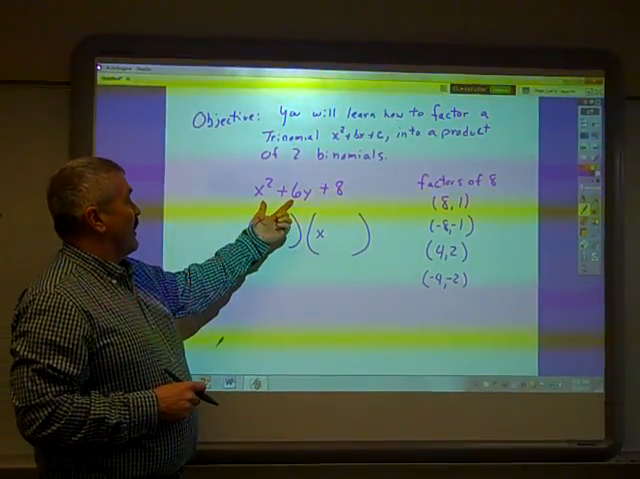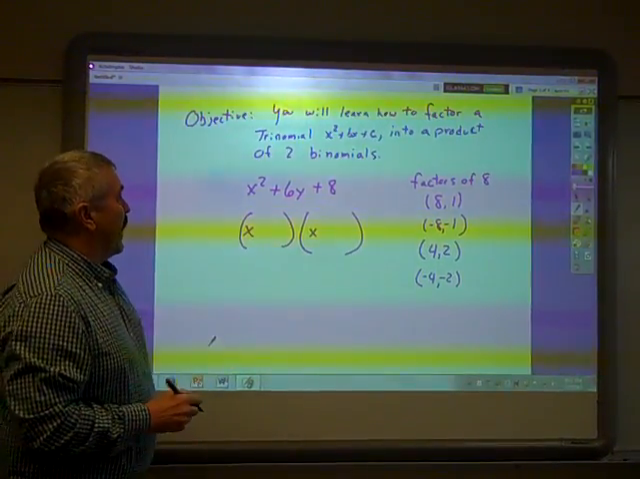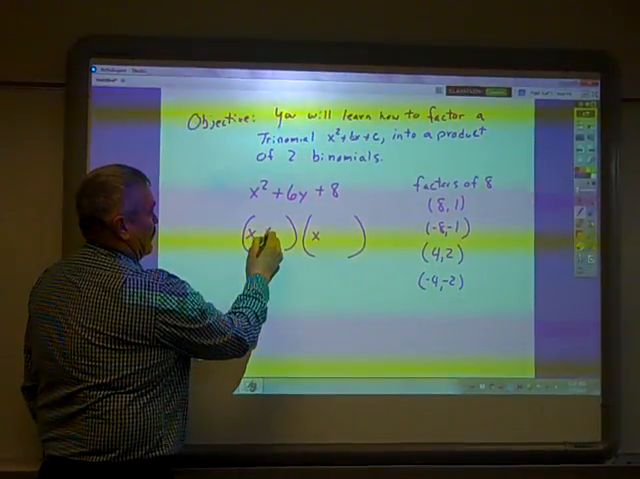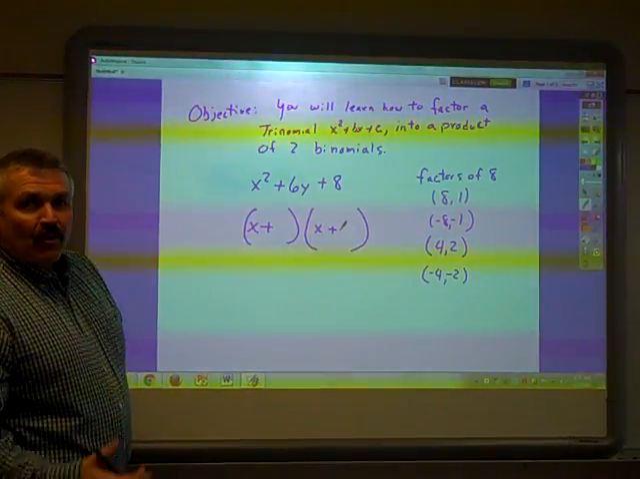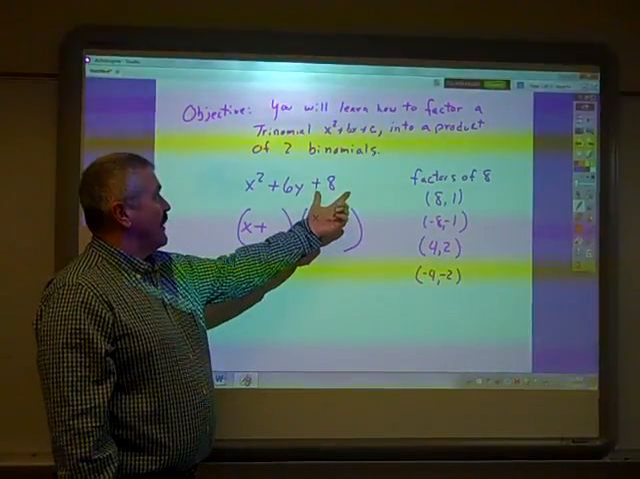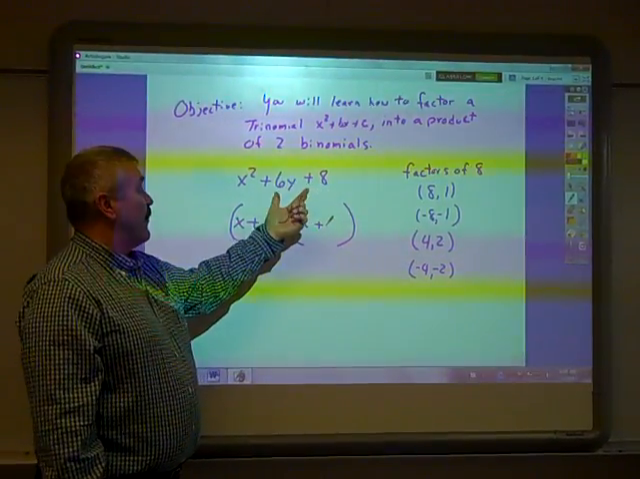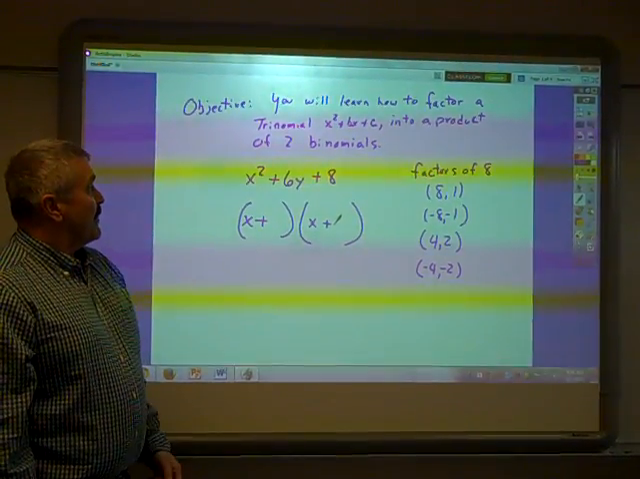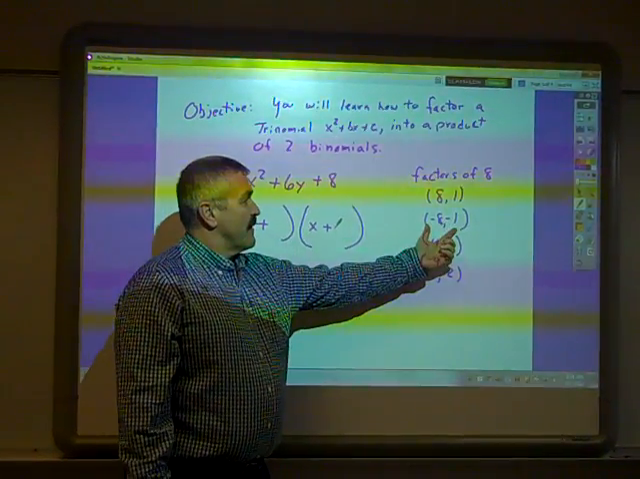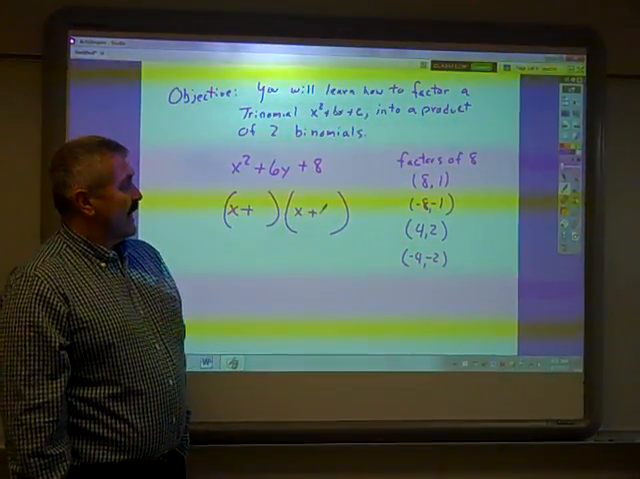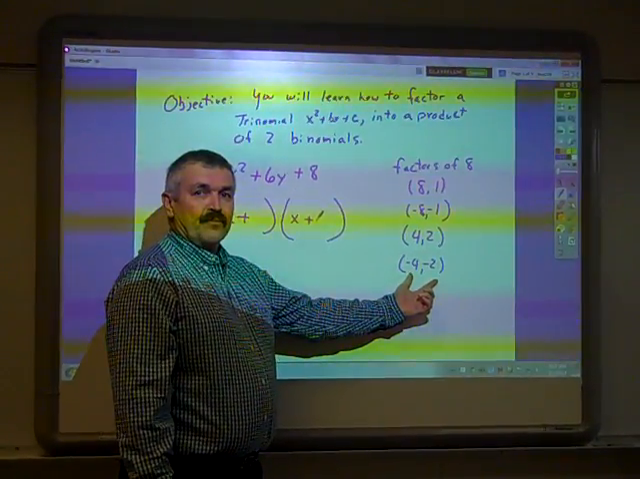We can also look at our signs in our trinomial, and we can assume that we're going to have two positives, because we have plus and plus. Now, we are looking for two numbers whose product is 8 and that add up to 6. And because we have a positive b, we can eliminate the negatives: negative 8, negative 1, negative 4 and negative 2.